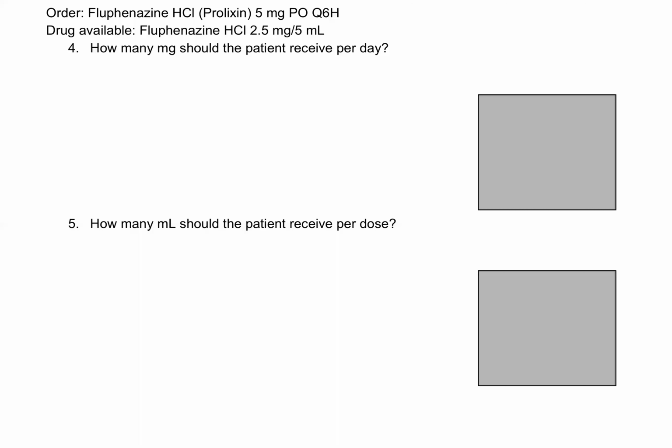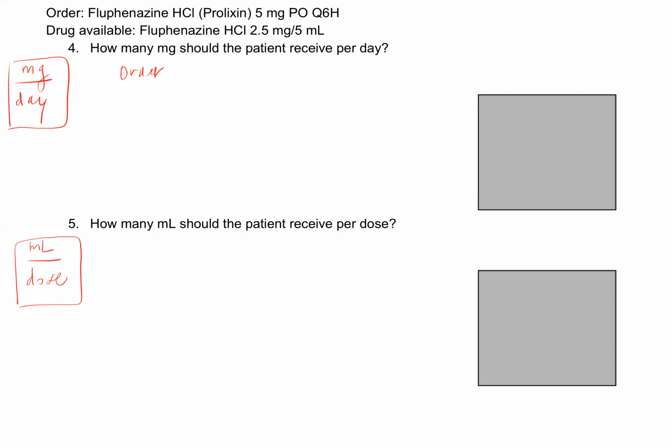Questions 4 and 5 are based on this order: Prolixin 5 milligrams PO every 6 hours. The drug available is 2.5 milligrams per 5 mLs. So our units that we're looking for number 4 are milligrams per day. Number 5 is milliliters per dose. So go ahead and write out what you know.